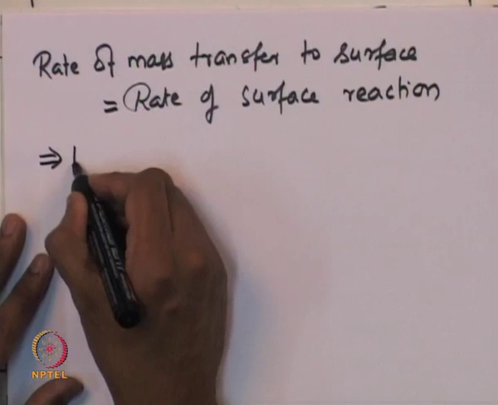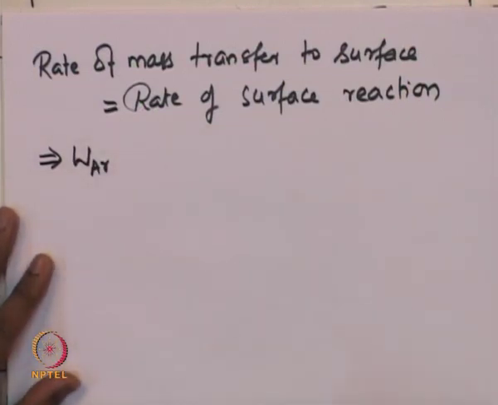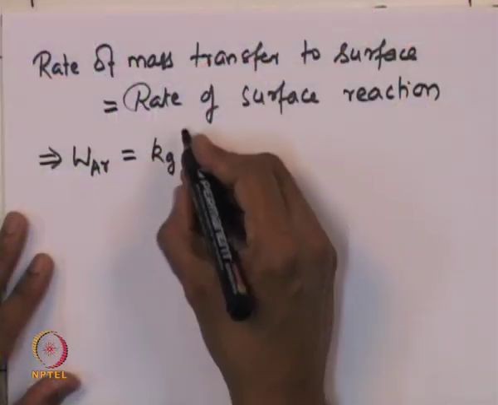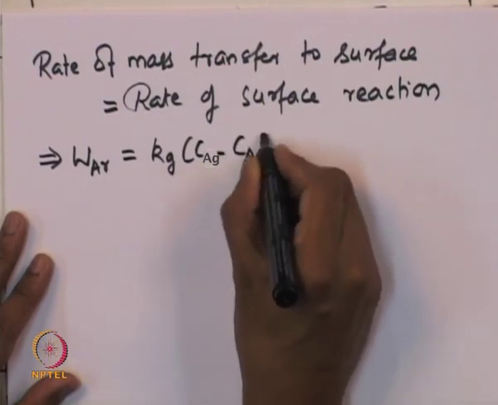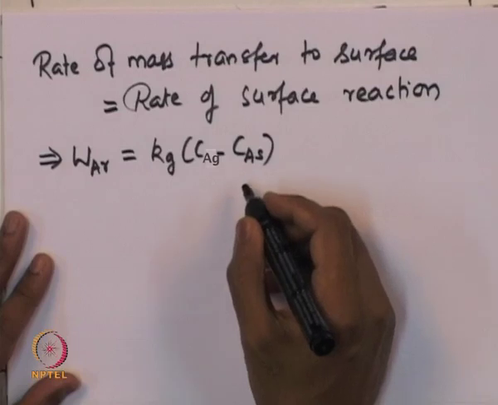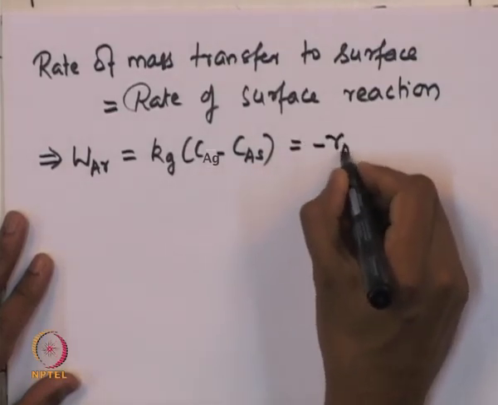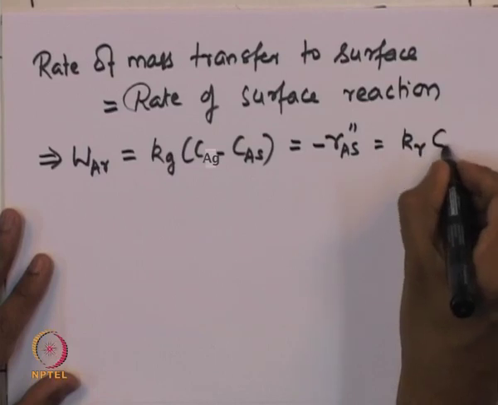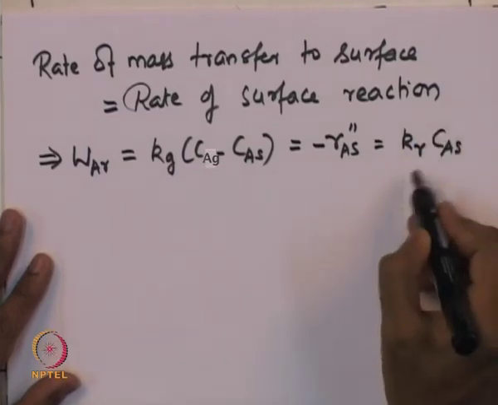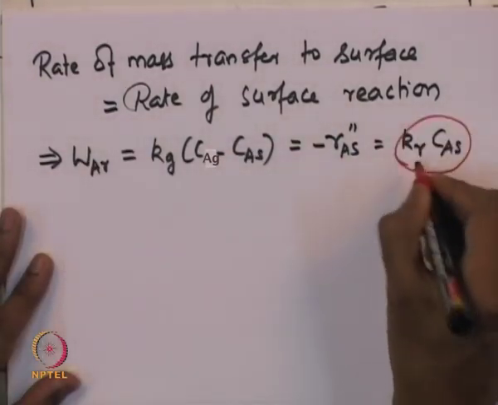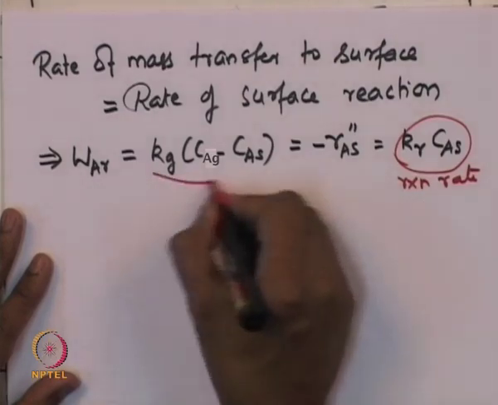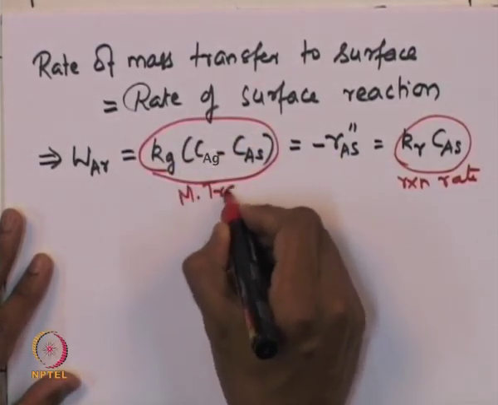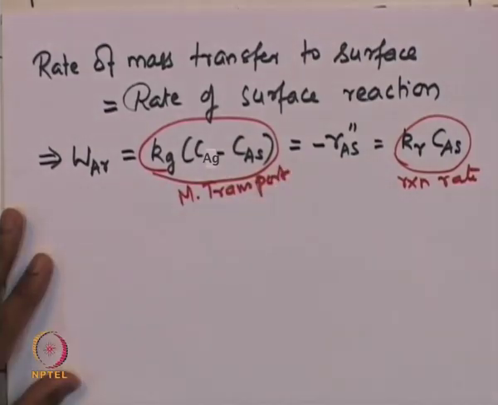So therefore, we can write that WAR, the flux at which the species is traveling from the bulk gas phase to the surface of the solid, is equal to Kg into Ca minus Cas, where Ca is the bulk concentration and Cas is the surface concentration, and that should be equal to the reaction rate Ra double prime, and that is equal to, if Kr is the specific reaction constant, Kr multiplied by Cas. That is the surface concentration, and this is the net reaction rate. So this is the reaction rate, and this corresponds to the mass transport.